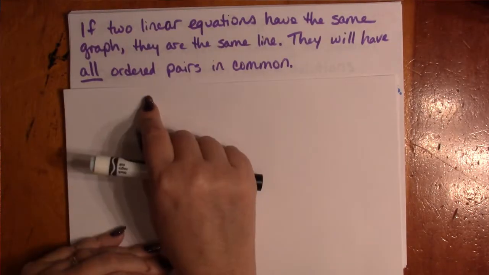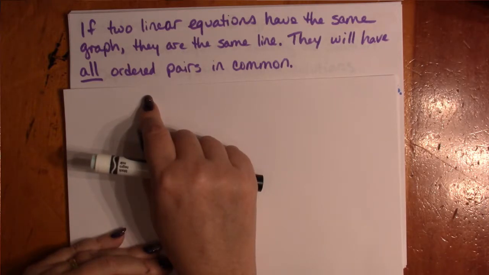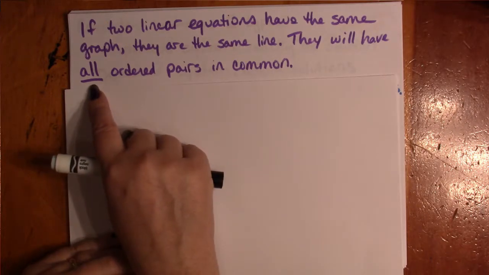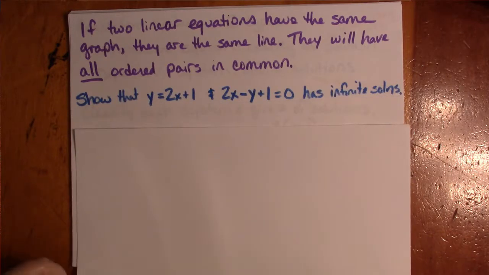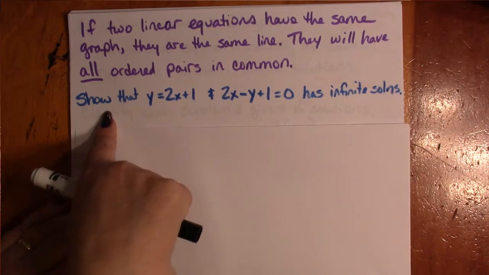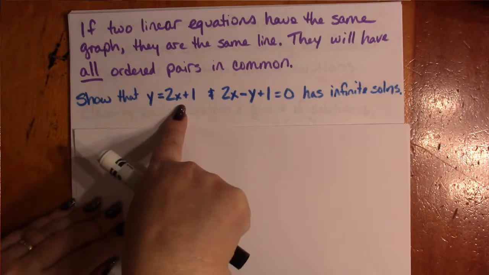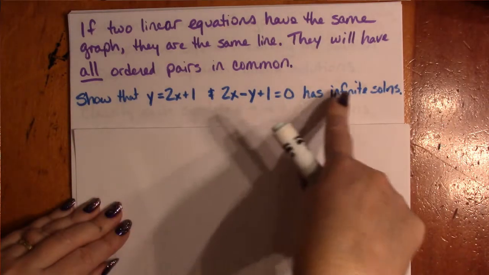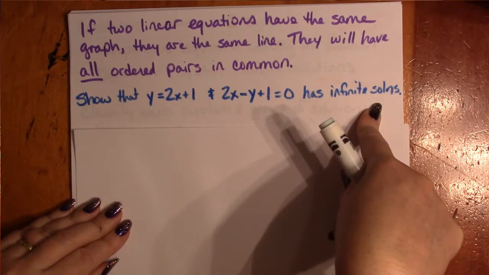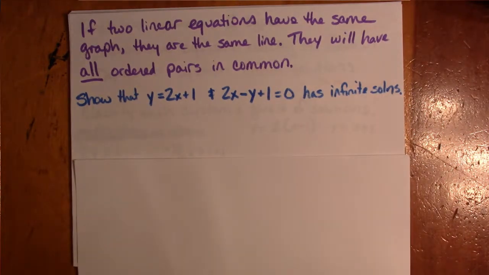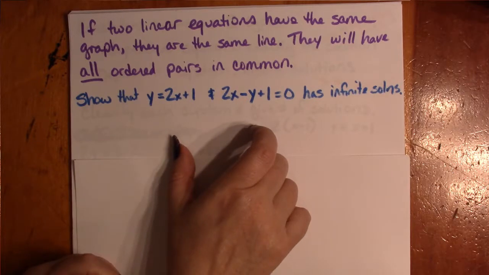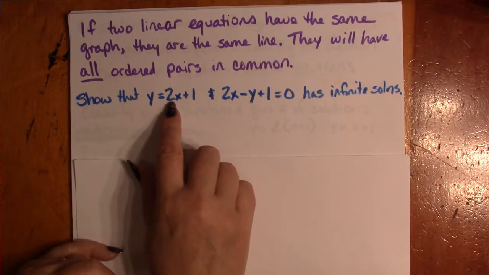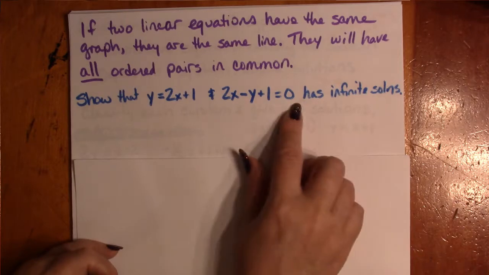If two linear equations have the same graph, then they are the same line, and they will have all of their ordered pairs in common. And sometimes you will end up with that. And the question for these is, show that these two lines have infinite solutions. So one way to do it is to prove that they are the same line by putting them both in slope-intercept form. This is already y equals mx plus b, so we're going to change this.